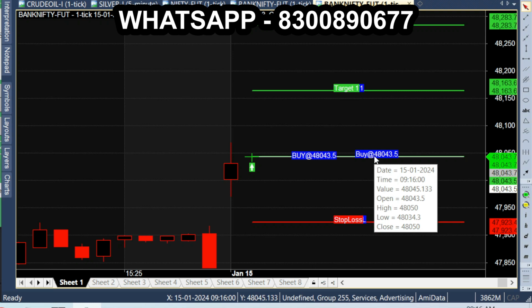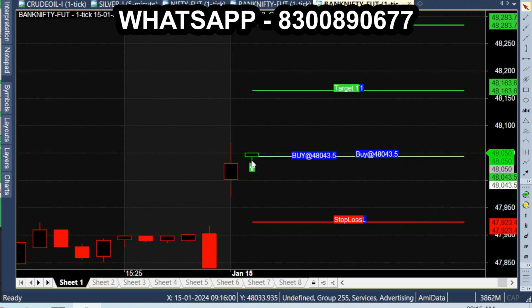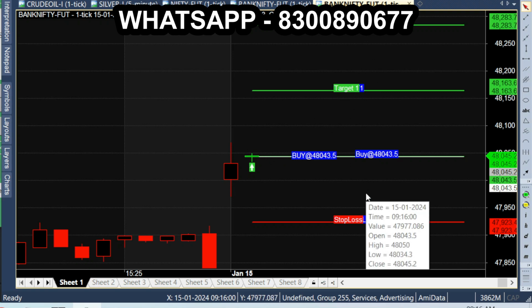That straight white line from the green color candle is our entry point line. The lines above are the first target and second target lines. The red color line below is the stop loss line.